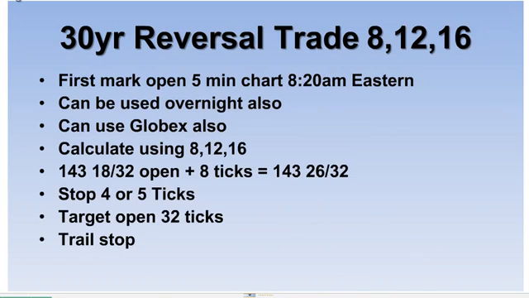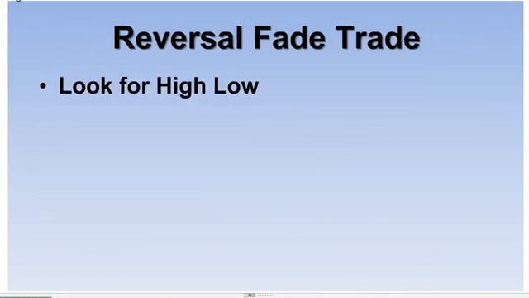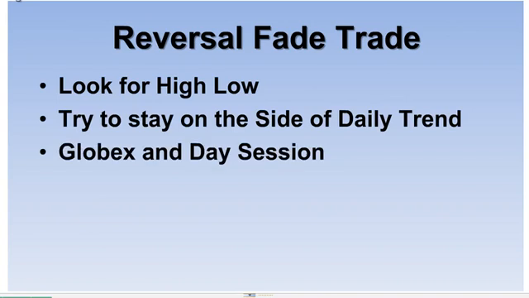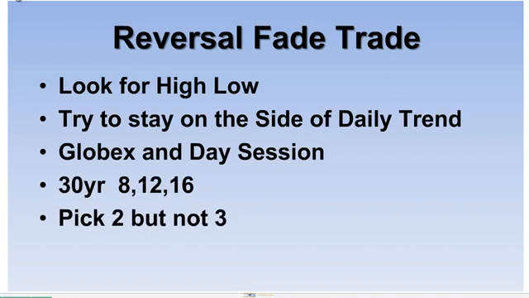As soon as I get my slide to go. All right, reversal fade trade. First, we're going to look for a higher low. We're going to try to stay on the side of the daily trend. We're going to use either the Globex session or the day session, either one. We're going to be trading a 30-year bond, and we're looking for an 8, 12, or 16 tick reversal.